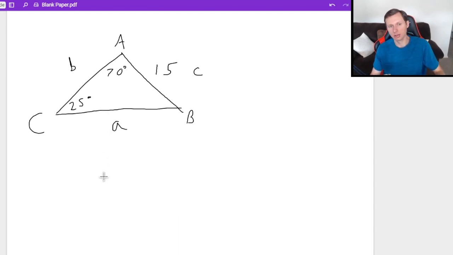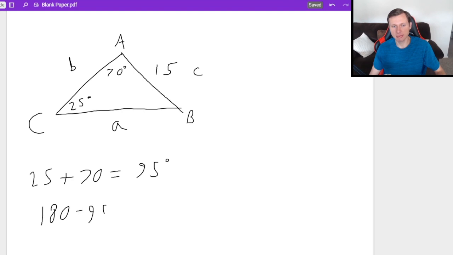Here's what we do. First, if you want, you can find angle B by saying 25 plus 70 is 95 degrees. And then if you want to find the missing angle, you do 180 minus 95 and you'll get 85 degrees. So in other words, angle B was 85 degrees.